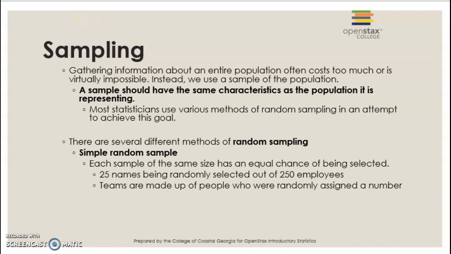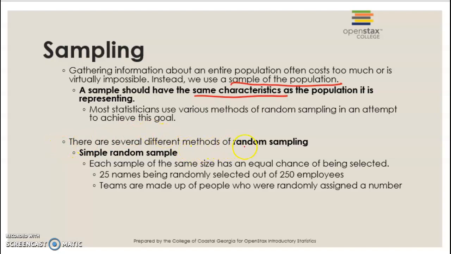Okay, we first looked at study methods. Now we've got sampling types. Gathering information about an entire population often costs too much or is virtually impossible. Instead, you use a sample of the population. A sample should have the same characteristics as the population it is representing. Most statisticians use various methods of random sampling in an attempt to achieve this goal.